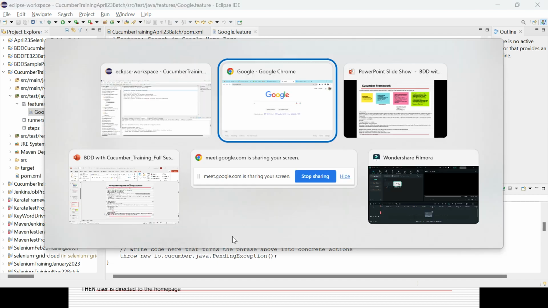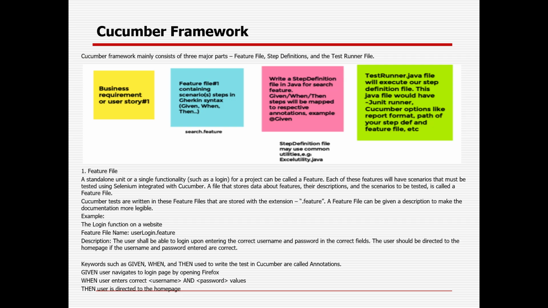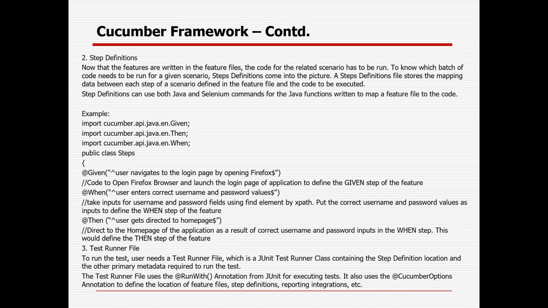So you need to define your step for now. Okay, so this is called step definition. Now that features are written in the features file, the code for this related scenario has to be run to know which batch of code needs to be run for a given scenario. Step definition comes into the picture.